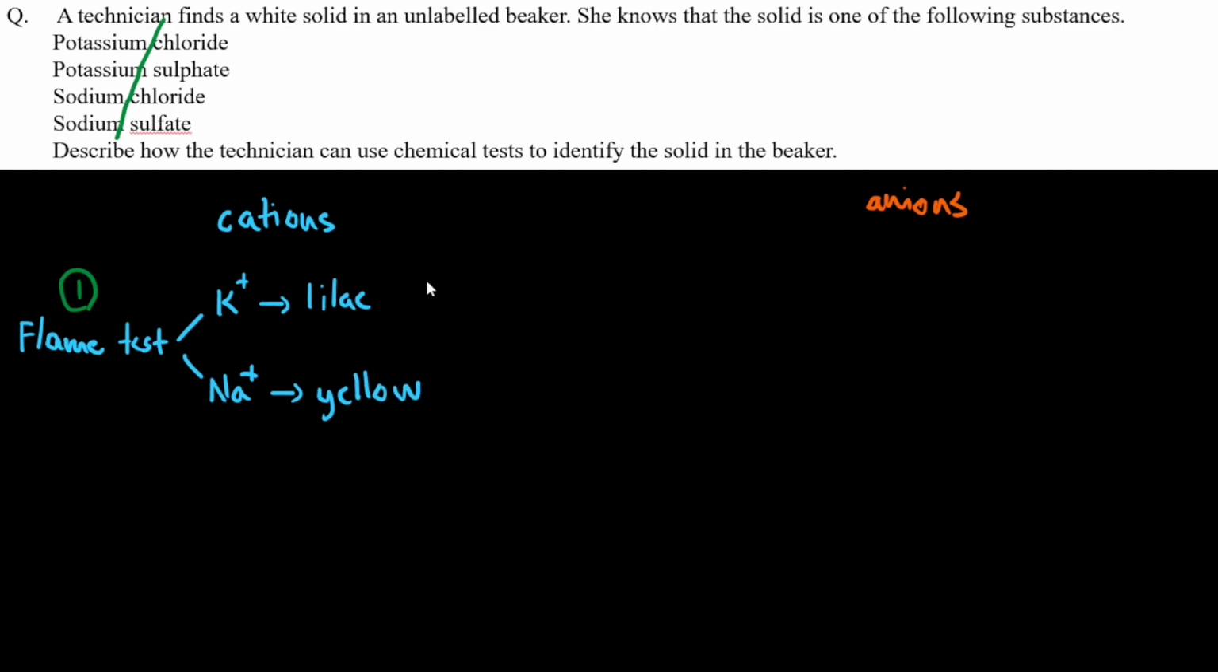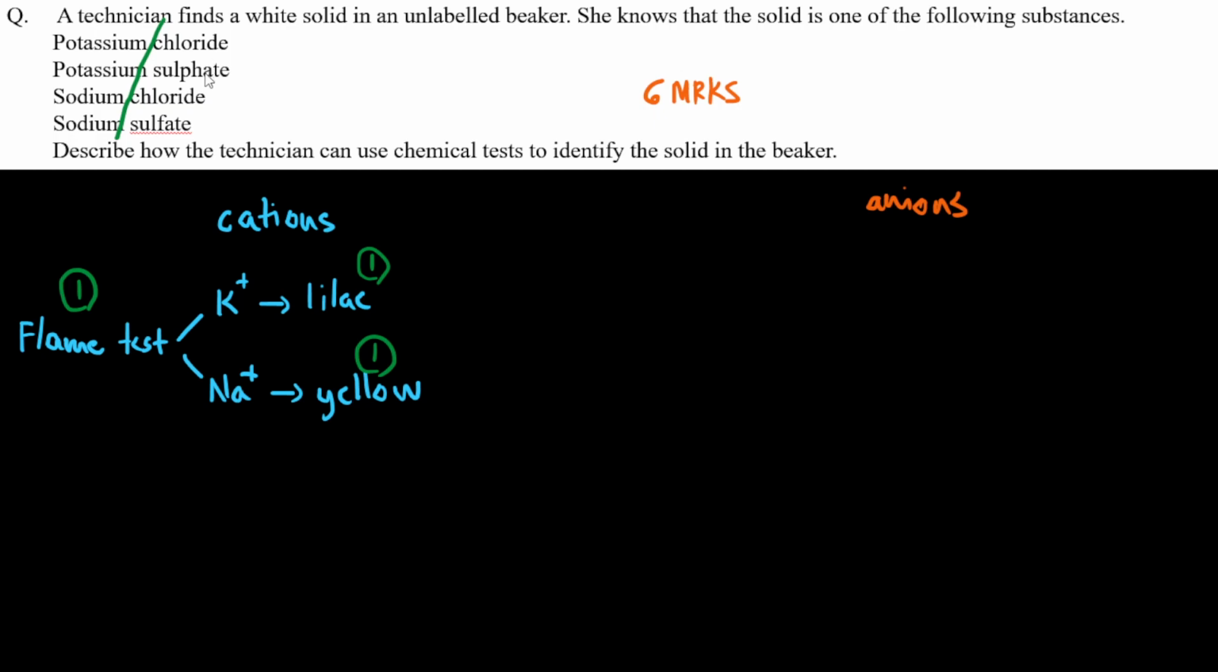Alright, so you get another mark for mentioning this, you get another mark for mentioning this. Know that these type of questions carry around 6 marks. Okay. Alright, so the test for anions, let's take a look at this.